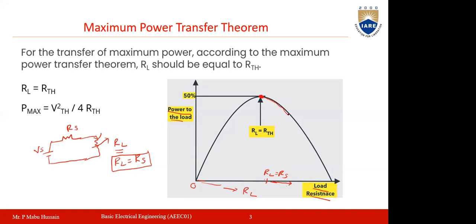If you increase the load resistance even beyond this, the power delivered to the load will decrease. So from 0 to RL equal to RS, the power delivered to the load keeps increasing and reaches the maximum value. At RL equal to RS, the maximum value occurs. Beyond that, it will decrease again. So this is the maximum power transfer theorem graph.